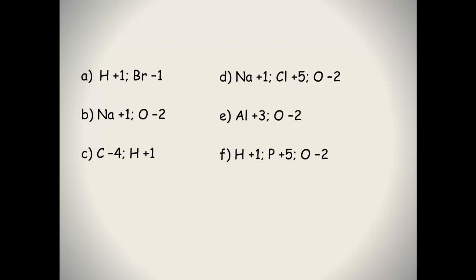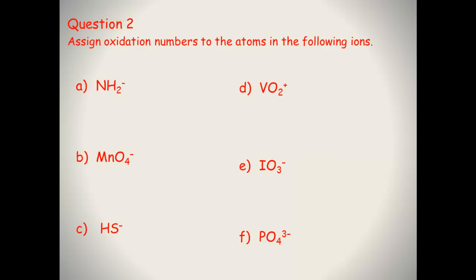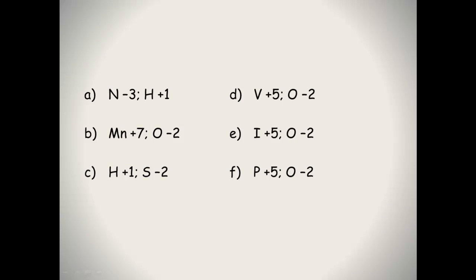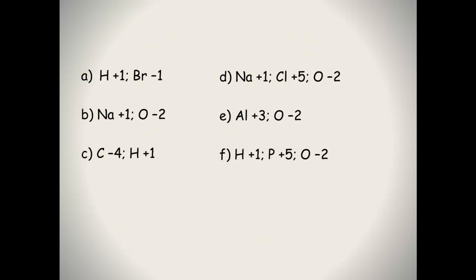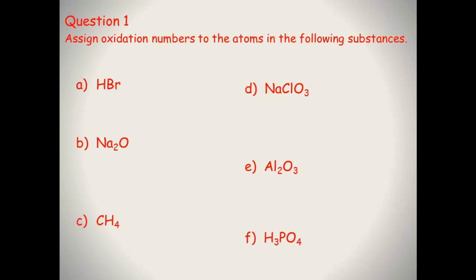Okay, so there's the answers to the first ones if you want to crack ahead. And here's question 2. Now keep in mind with question 2 that these are ions. So the overall oxidation number has to equal the overall charge on those ions. And there's the answers to those ones there for you. Okay, I'm just going to work through these quickly. If you know what you are doing, please feel free to fast forward along.